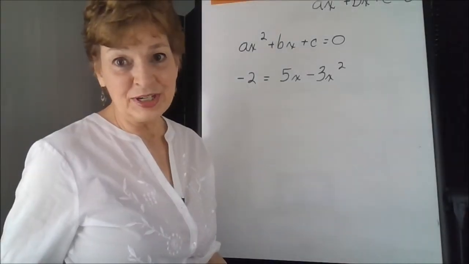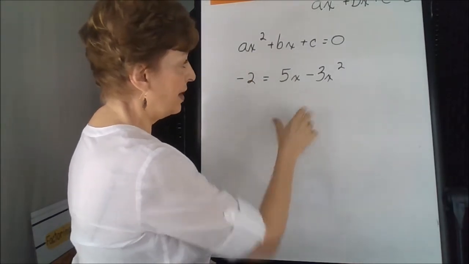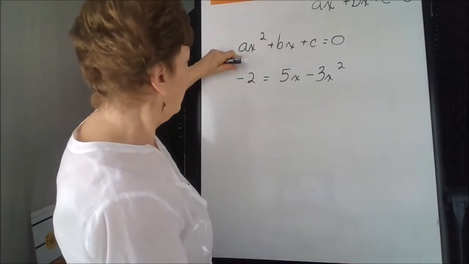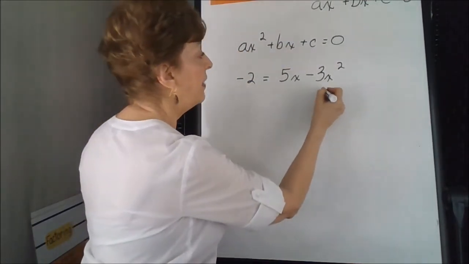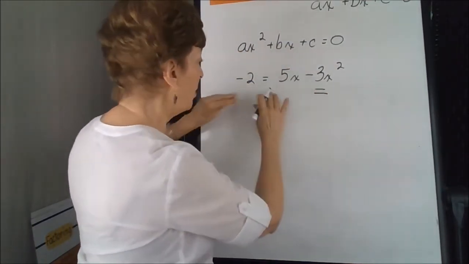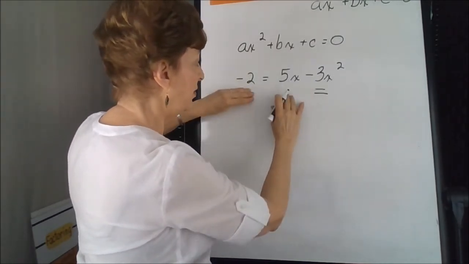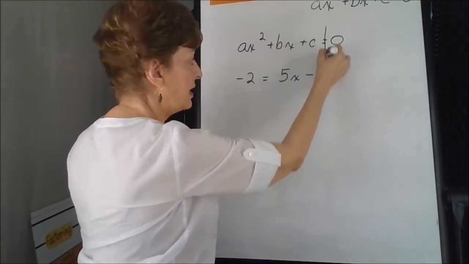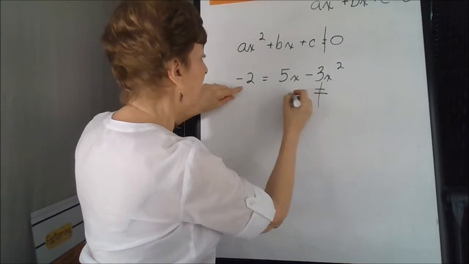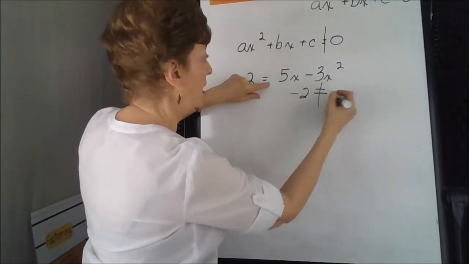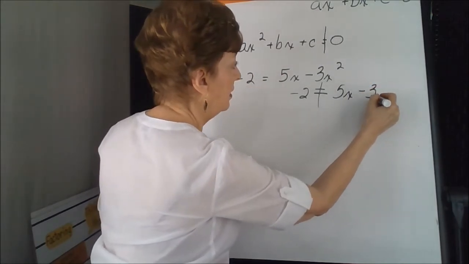Let's say your equation presents like this, where all the terms are scrambled. If you put your standard equation, the one you want to match, and then put your equation right underneath it with your equal signs lining up, that way you would have a negative 2 equals 5x minus 3x squared.